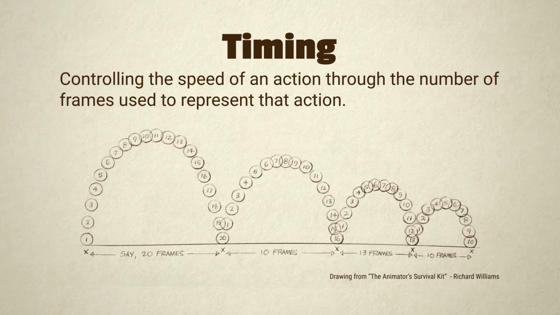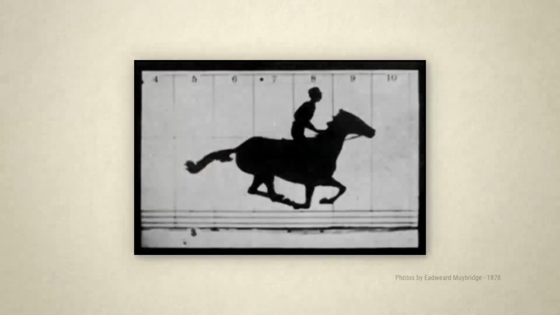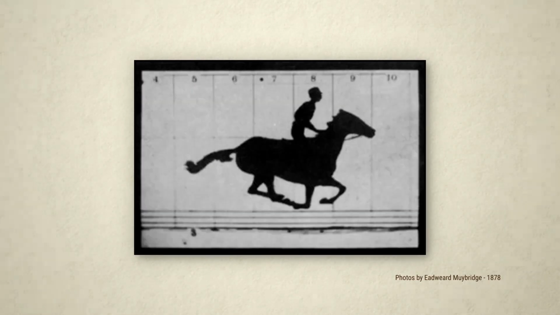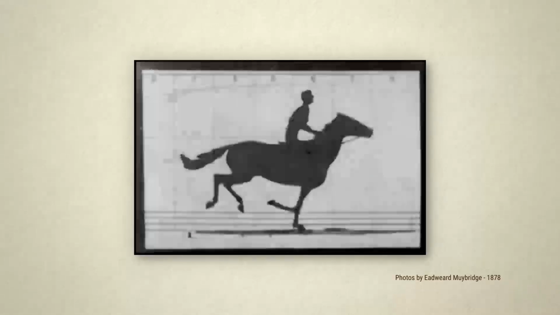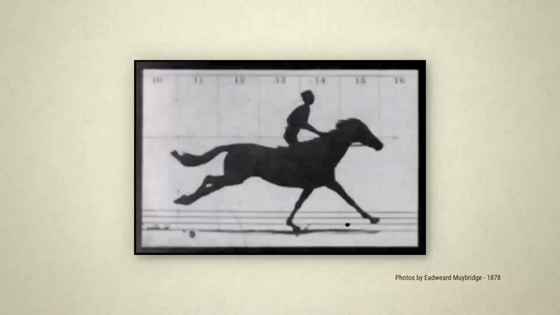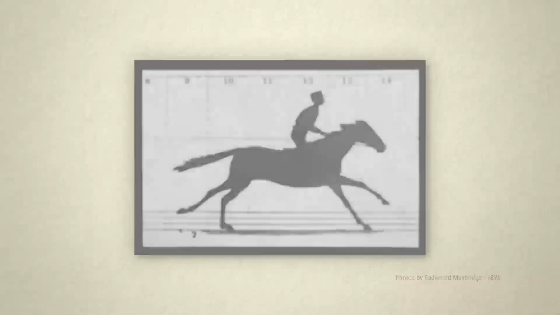Timing is controlling the speed of an action through the number of frames used to represent that action. Timing is probably the most fundamental of the 12 principles since it gets at the essence of what makes animation and even film itself work in the first place. Animation is an optical illusion. If a series of images with slight variation are displayed fast enough, those changes in position are perceived by our brain as movement. The number of images and the rate at which they're shown determines their speed.